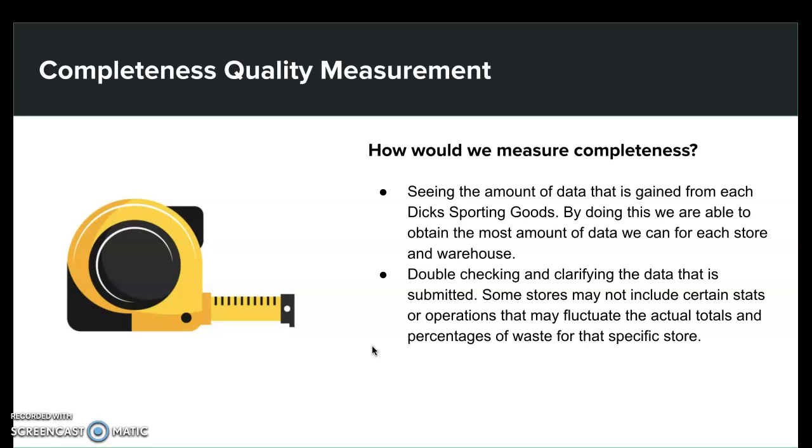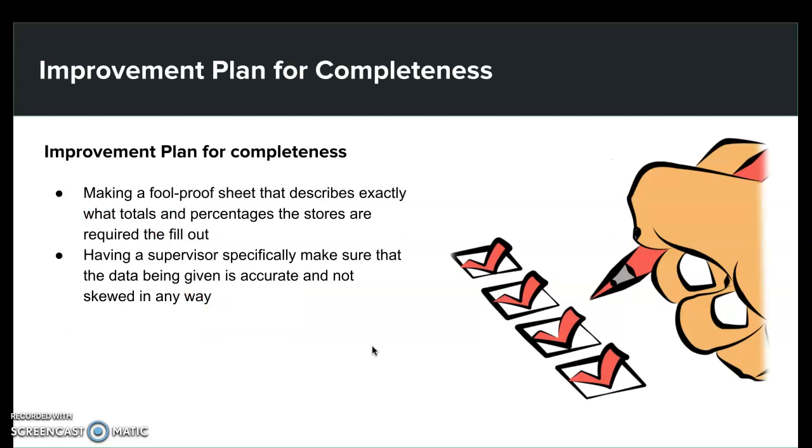And then how would we measure completeness? By seeing the amount of data that is gained from each Dick's Sporting Goods. By doing this, we are able to obtain the most amount of data we can for each store and warehouse, and double checking and clarifying the data that is submitted. Some stores may not include certain stats or operations that may fluctuate the actual totals and percentages of waste for that specific store. So a thing to combat this would be having specific people getting hired for this job, as they will be relied on to give accurate and complete data sets for the tables.